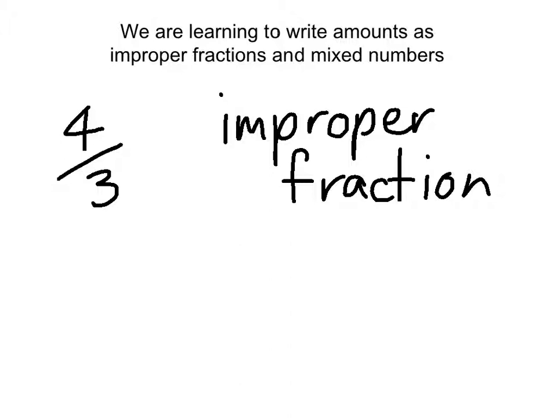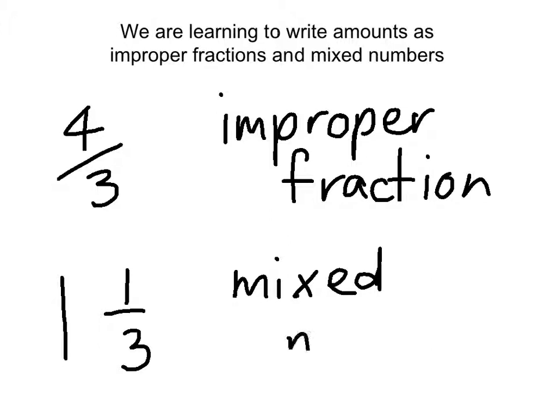So the numerator, or the 4 in this case, is larger than the denominator, 3. We could always also write that as 1 and 1/3, and this is referred to as a mixed number. And a mixed number is a whole number, in this case 1, with a fraction here, 1/3, another fraction beside it which is less than 1.